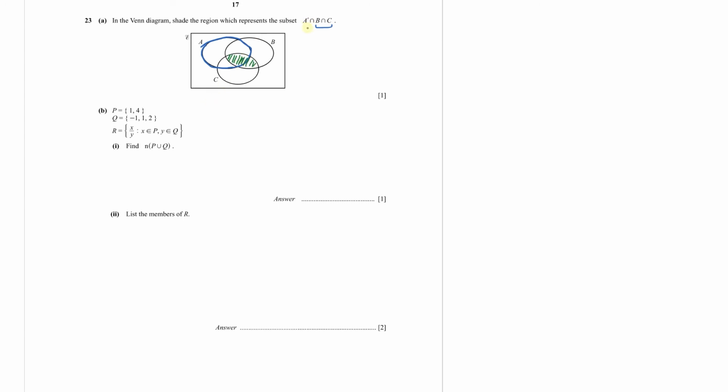So now you have to find the intersection of A complement with this green region. A complement is everything outside this blue, and you have to find the overlapping region with this green. So the only region that overlaps is this one. This is outside A, and it is also the intersection of B and C. So A complement intersection B intersection C would be this region here.